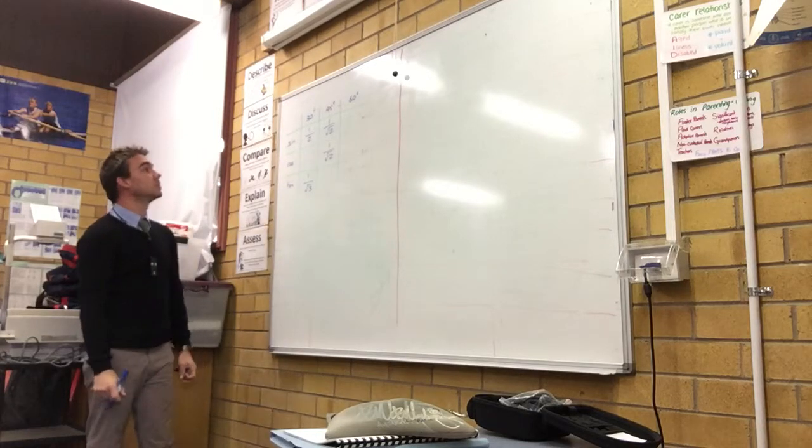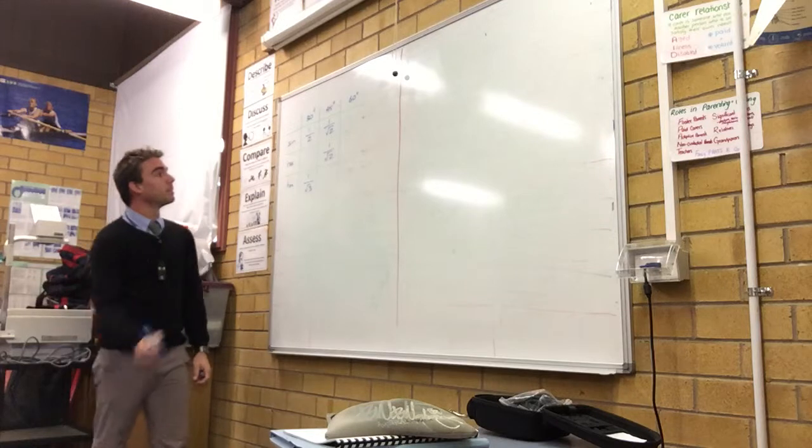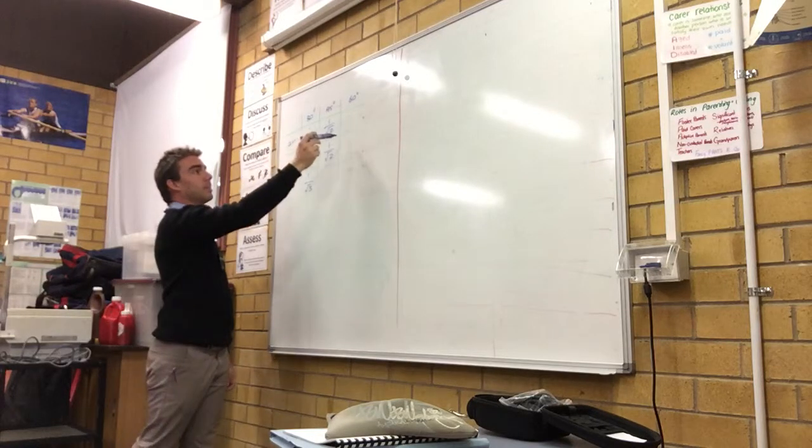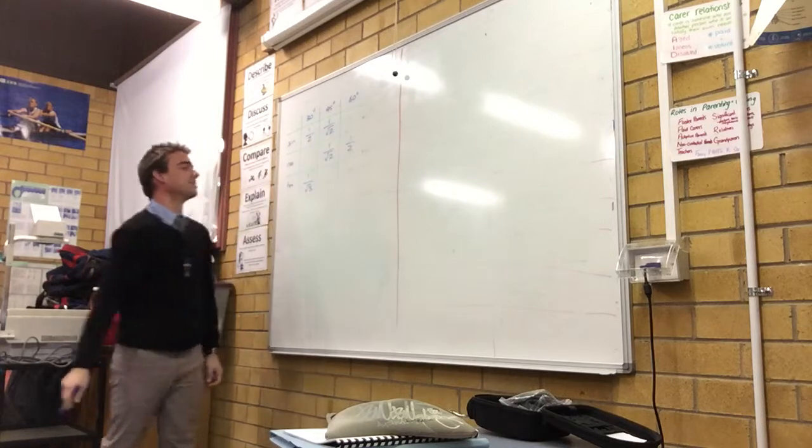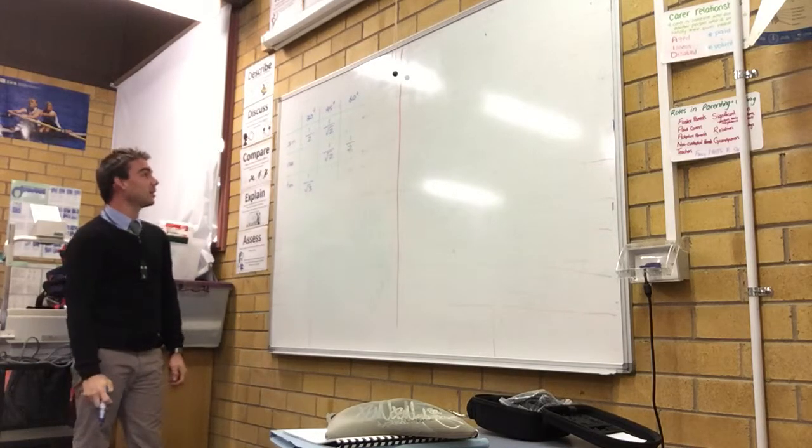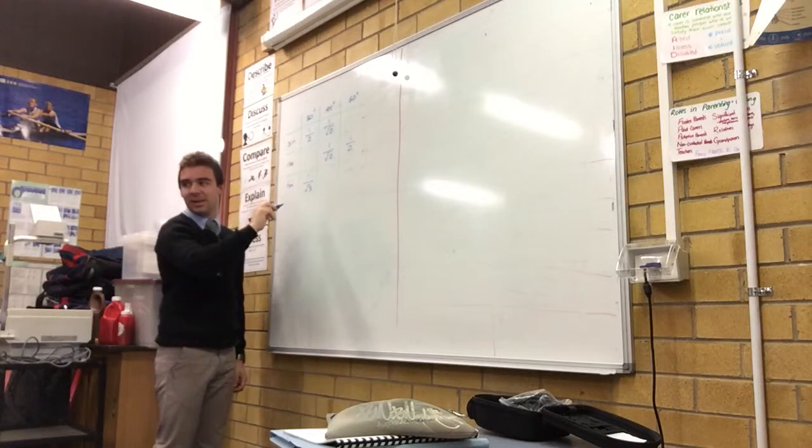Robin, cos of 60. 1 over, root 3 over 2. Cos of 60. 1 over 2. Michaela, tan of 60. Root 3. Good.